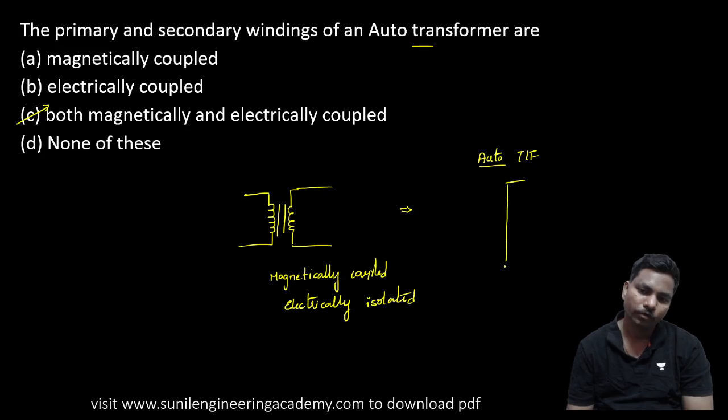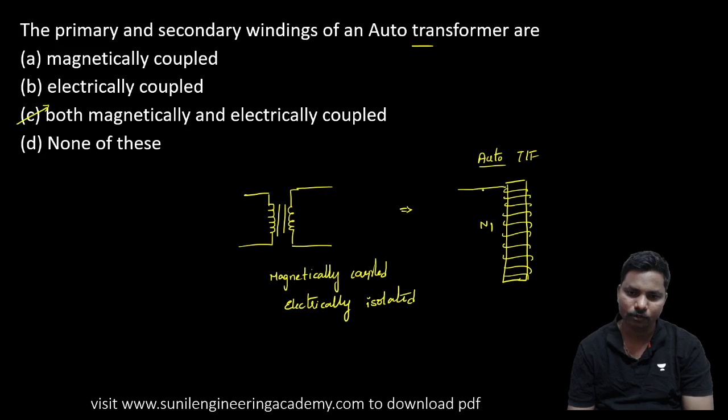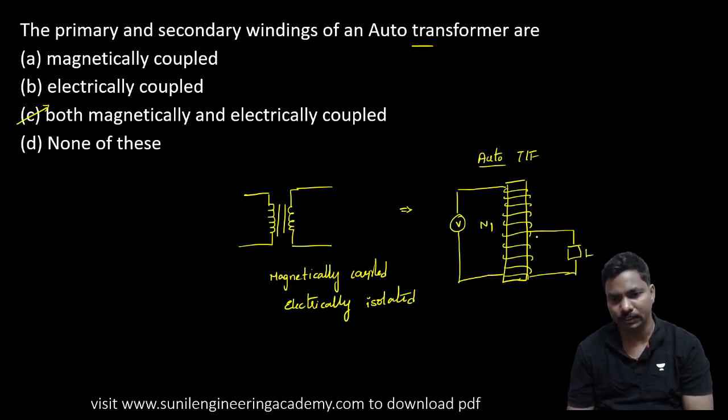Coming to auto transformer, only one winding is there. If you have the magnetic core, only one winding is there. These turns are primary turns, because if it is connected to the supply, then it is considered as primary turns. And the secondary connected anywhere here, that is connected to the load. So these turns from this one to this one are N2, and this part is N1 minus N2.